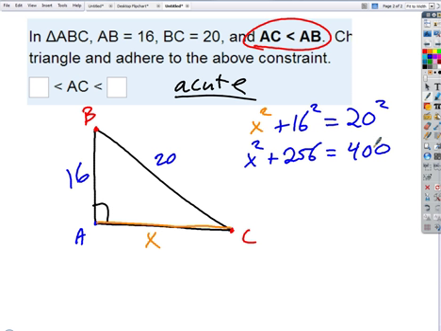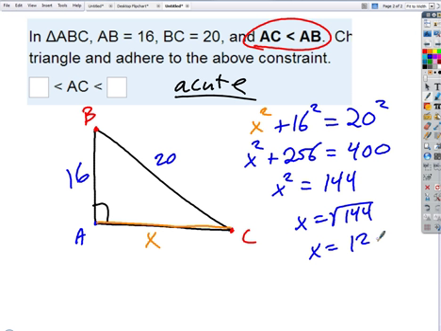What do I do first? Subtract. So if I subtract 256, I get x squared equals 144. Now what? Square root. So x equals the square root of 144. So x equals 12. Okay, so we know how much the rubber band is stretched if it's a right triangle. Now the question is, if we want to make this an acute triangle, are we going to stretch the rubber band or allow it to shrink a little bit?